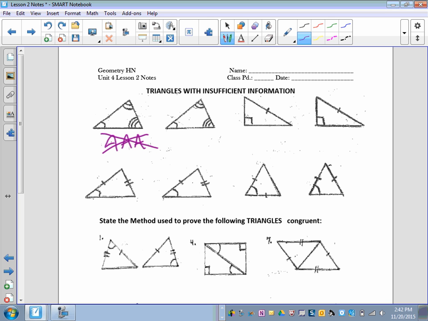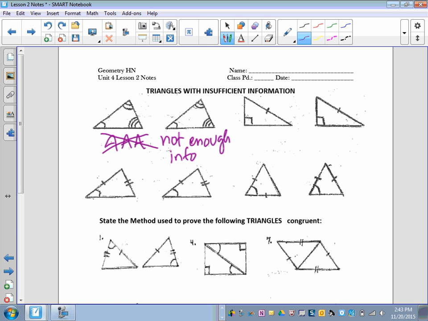So these, we don't know if they're congruent or not. So we would say not enough info. You don't want to say not congruent because they might be. We just don't have enough information to determine whether or not it is. Alright, so that's my insufficient information there.